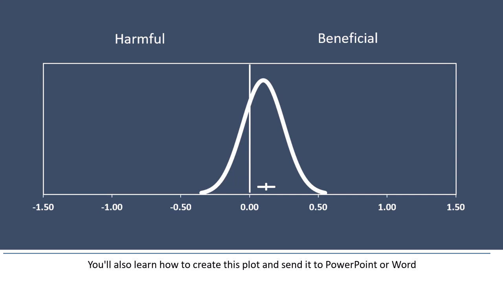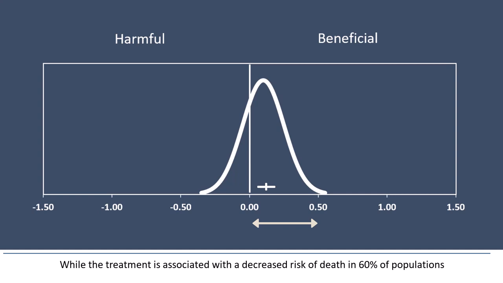You'll learn how to create this plot and send it to PowerPoint or Word. I should emphasize that this example, where the effect is statistically significant, but the treatment is harmful in 40% of populations, is not theoretical. This example is actually based on a recent paper that looked at a treatment for patients hospitalized with COVID. While the treatment is associated with a decreased risk of death in 60% of populations, it is actually associated with an increased risk of death in some 40% of populations.